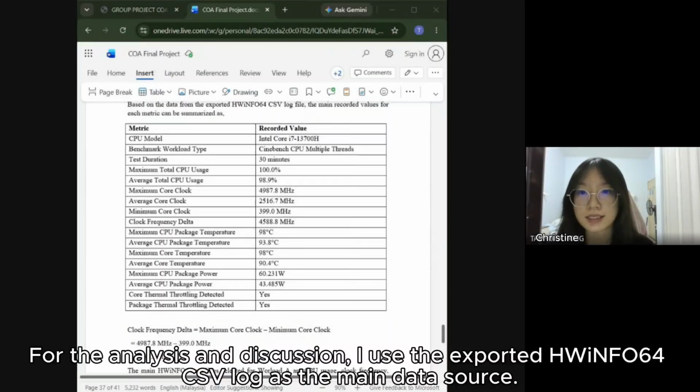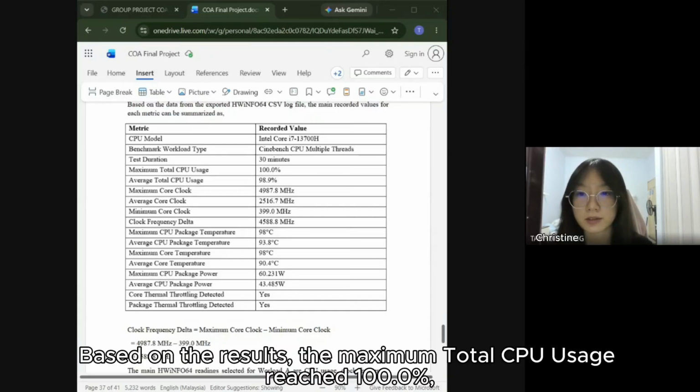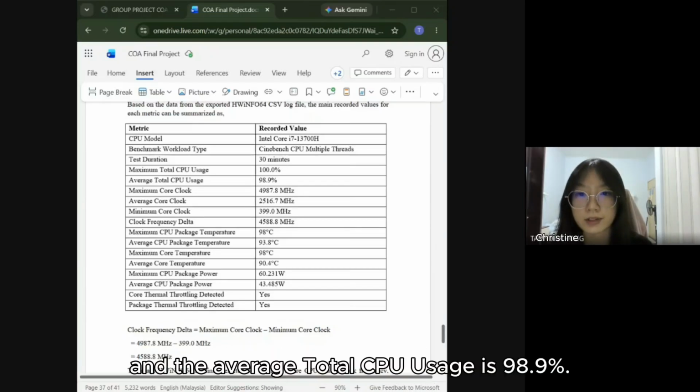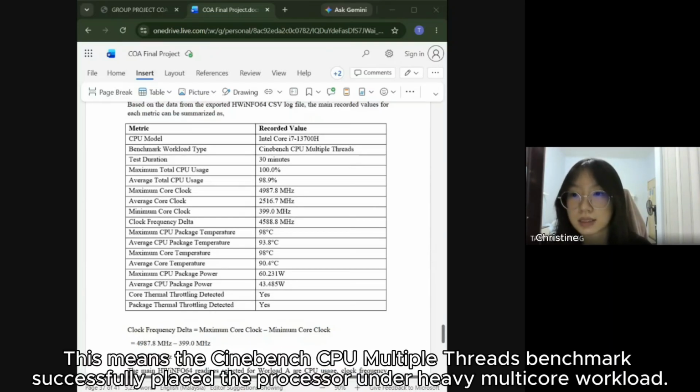For the analysis and discussion, I use the exported HWiNFO64 CSV log as the main data source. Based on the results, the maximum total CPU usage is 100% and the average total CPU usage is 98.9%. This means the Sign-Batch CPU multiple threads benchmark successfully placed the processor under heavy multi-core workload.